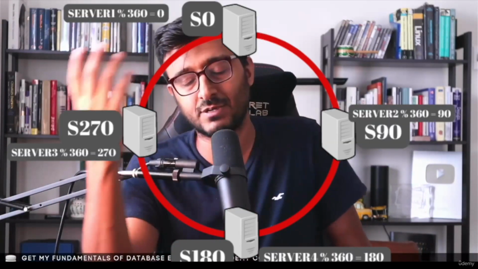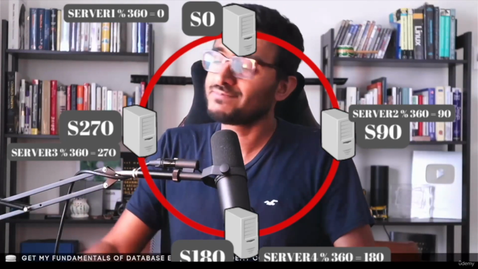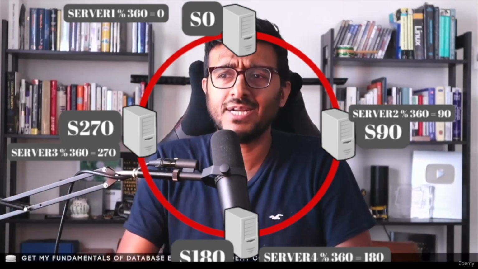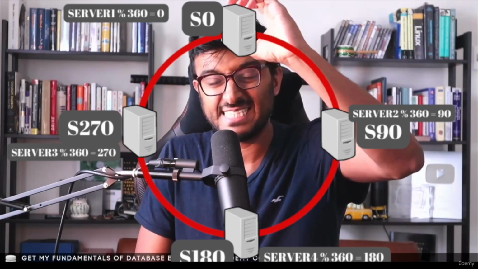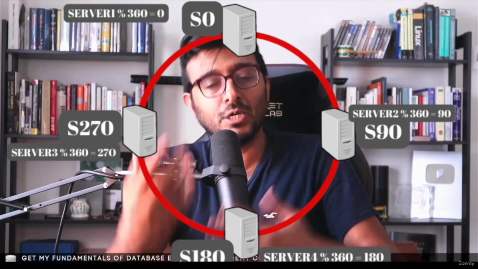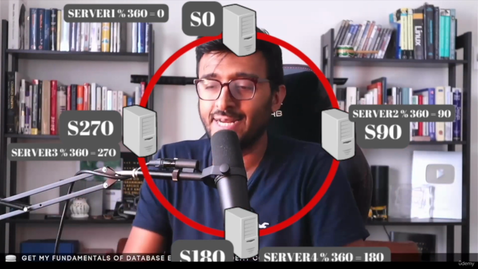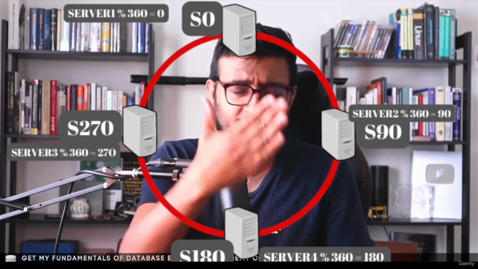So think of this ring as a circle. Based on the degrees, this is 360 degrees. So let's say server 1, you're going to do a modulo 360. Let's say we're going to get a 0. So we're going to put server 1 and call it S0 based on the degree here. And then let's say server 2, IP address 10.0.0.3, modulo 360, we got 90. And again, I'm picking values that are so rounded up.